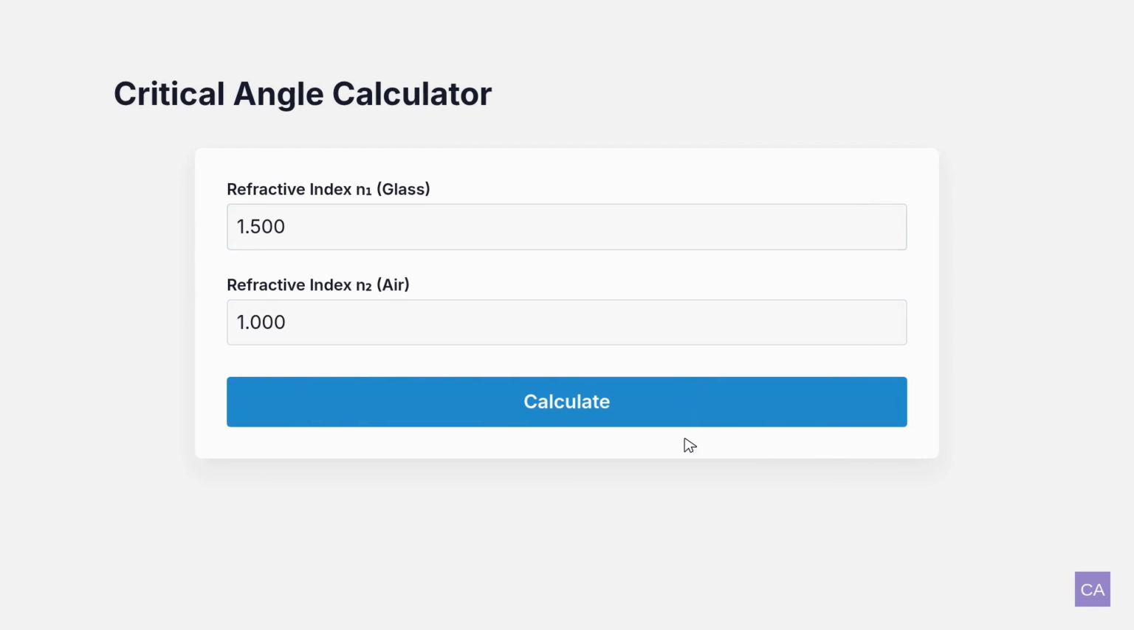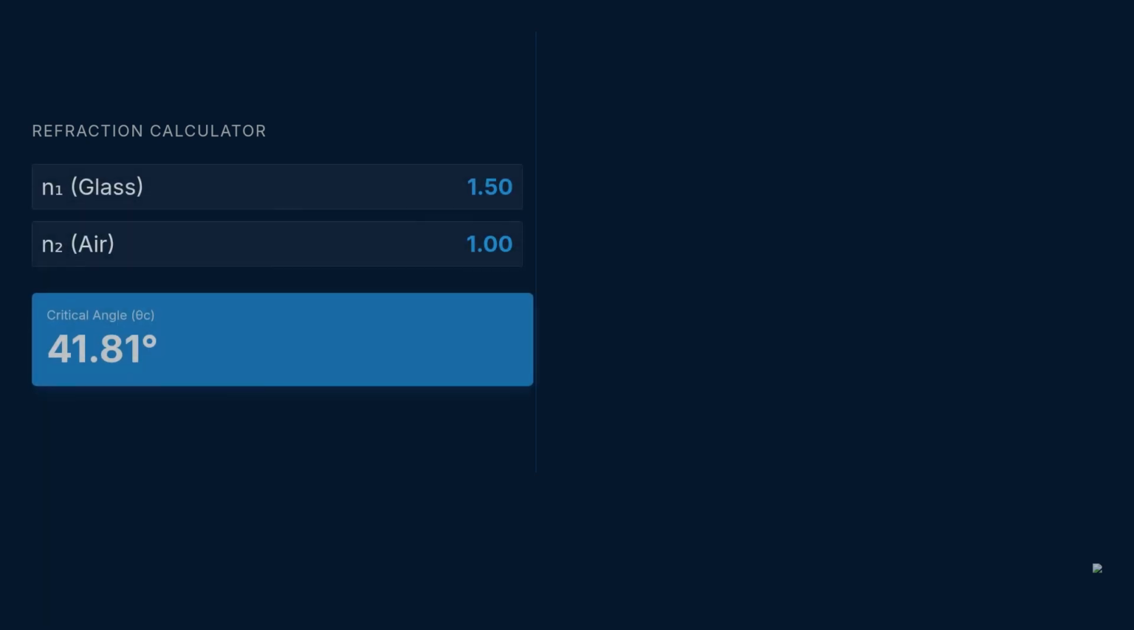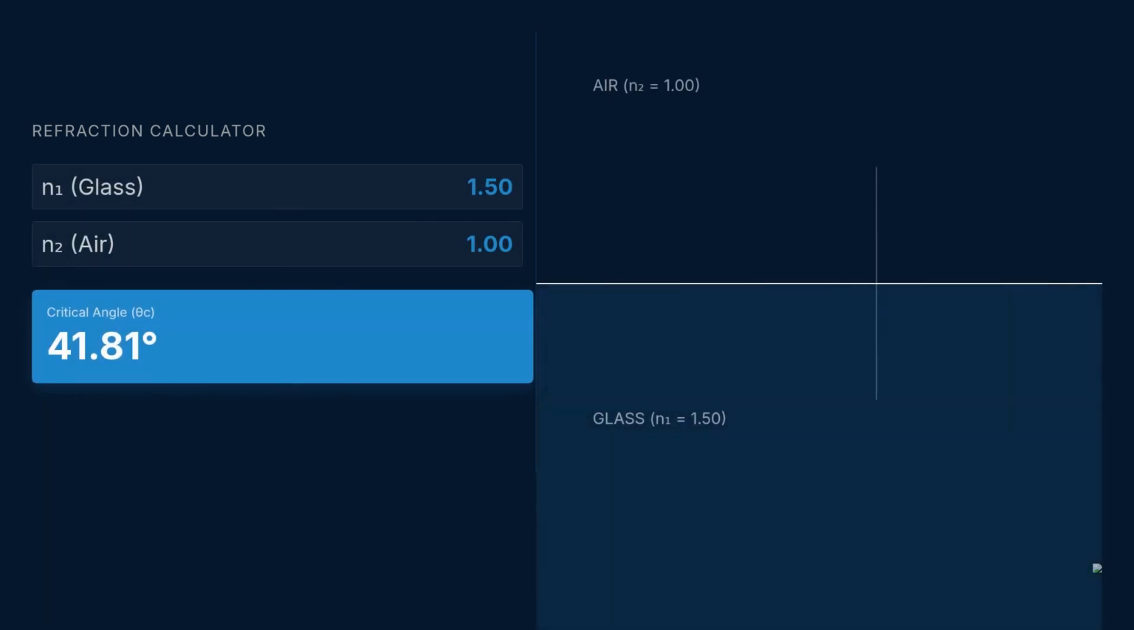After clicking Calculate, the calculator provides the critical angle at which total internal reflection occurs. This angle represents the minimum incident angle where light traveling from the denser to less dense medium reflects completely back into the denser medium, which is fundamental for fiber optic design and optical instruments.